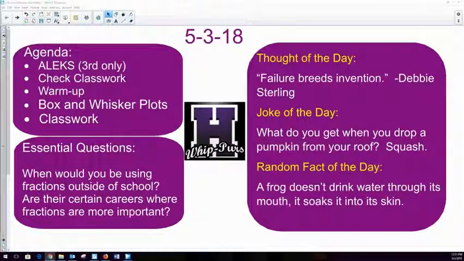Hi everybody. If you're watching this video, it means that you were absent yesterday. So what we're going to go over quickly in this video is how to do a general box plot.